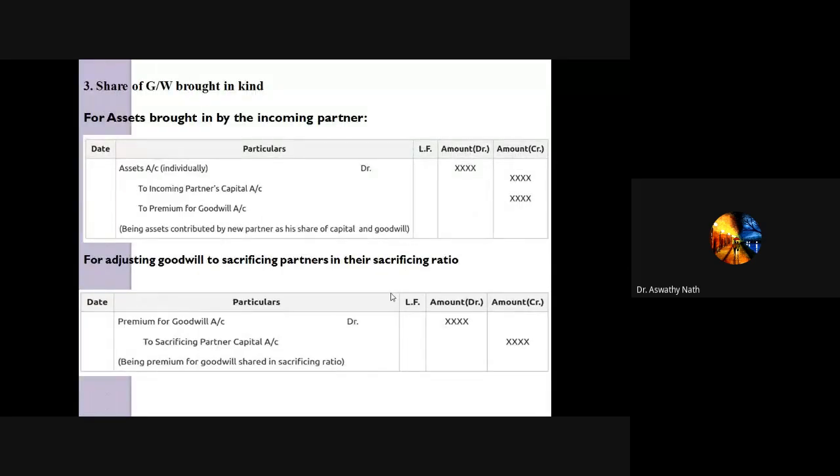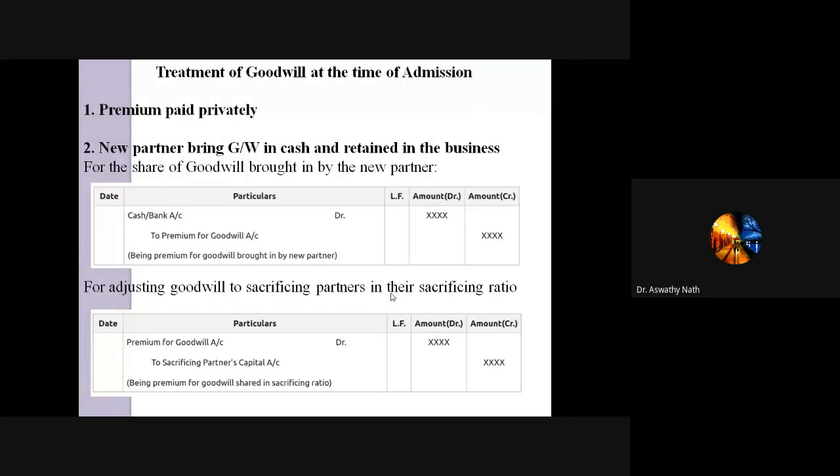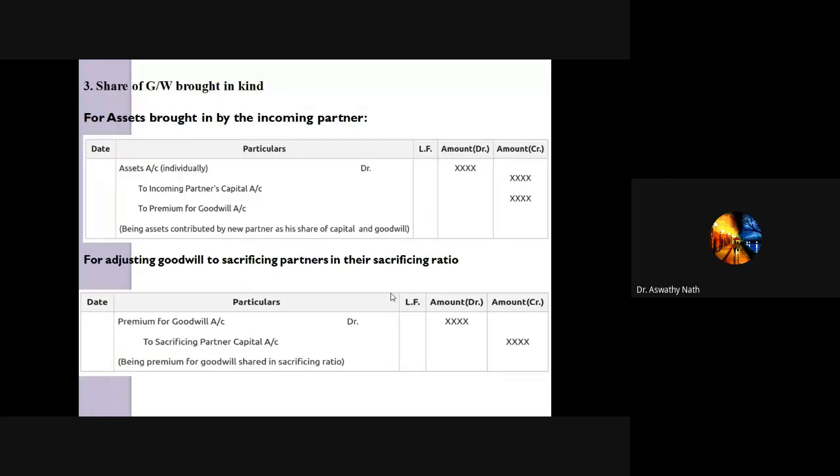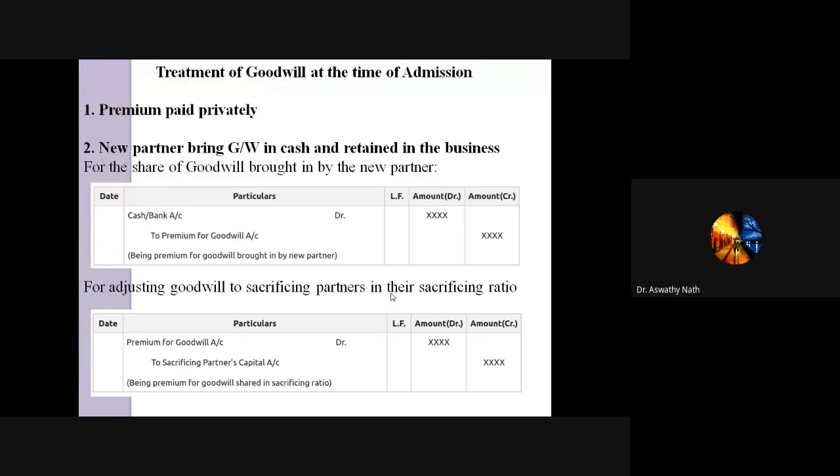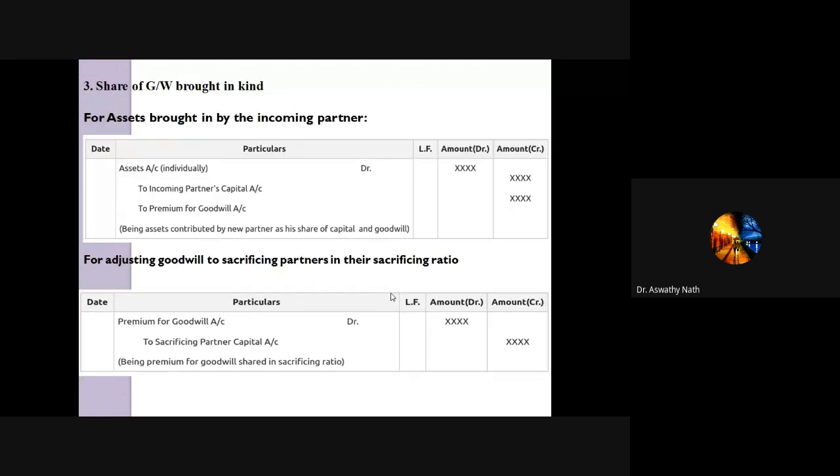So the next case is share of goodwill brought in kind. The second case was the new partner bringing the goodwill as cash, and the third case is the new partner bringing goodwill in kind. Kind means assets. Okay, so instead of cash, we write Assets Account Dr. to Incoming Partner's Capital Account and Premium for Goodwill Account. So for assets brought in by the incoming partner, we debit the assets and credit the incoming partner's capital account and premium for goodwill account.